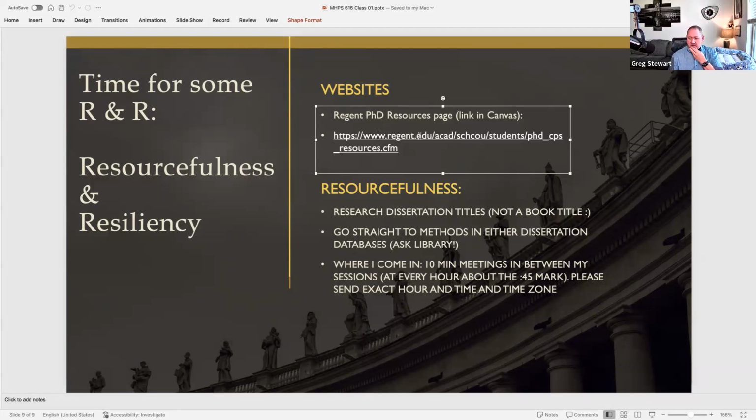All right. Straight to methods in either dissertation database or ask the library. Because when you think about a topic, immediately go to methods, because your literature review is just you putting all the information together, but you've got to figure out what your end game is. So figure out your method right away, and that's going to guide your lit review. But figure out what is my end game?